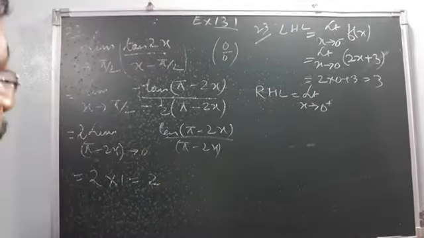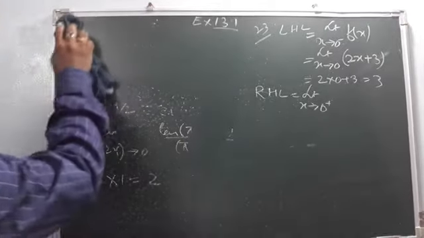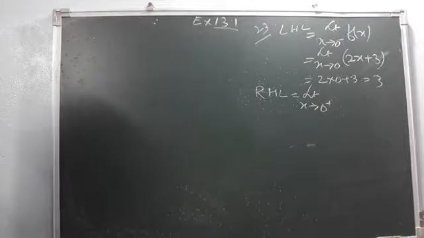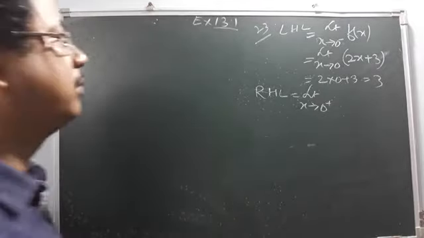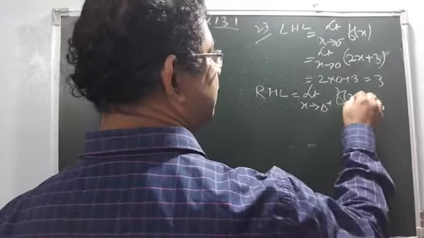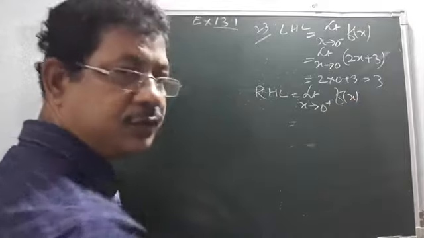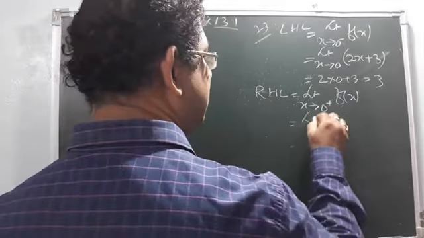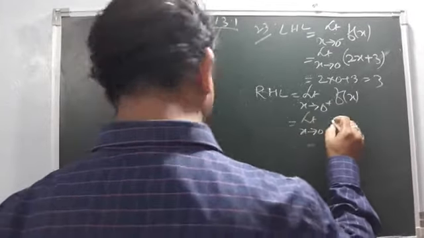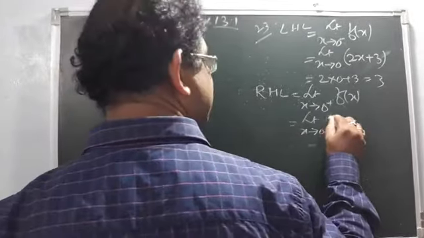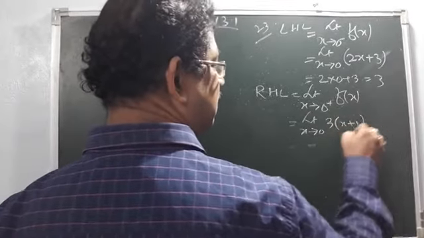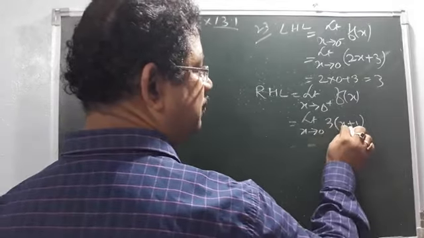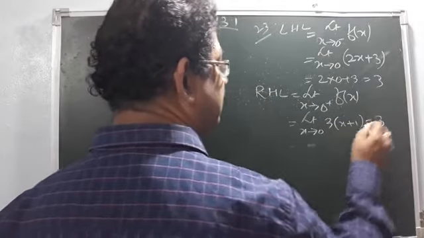RHL is limit x tends to 0 plus. So here 0 plus means little more than 0, and it will be limit x tends to 0, and here it will be twice x plus 1. Now if you take this limit, then you have to replace x by 0, so we will get again 3.